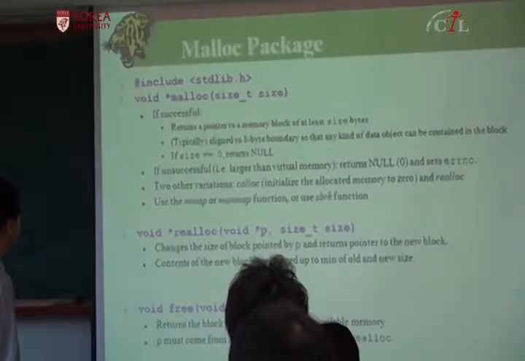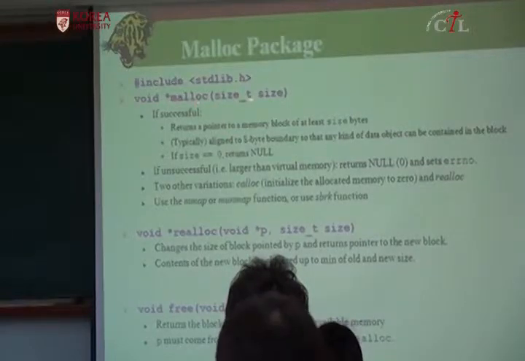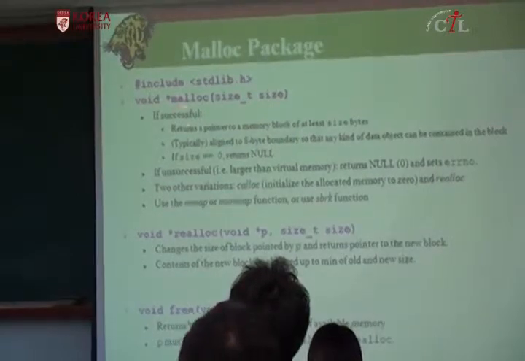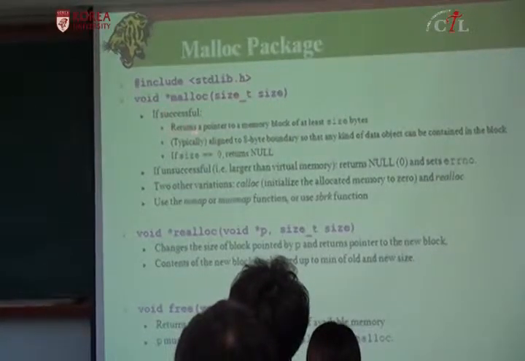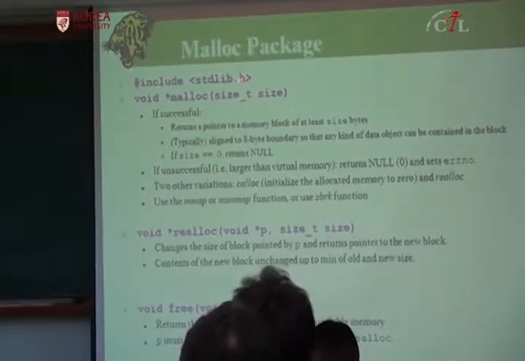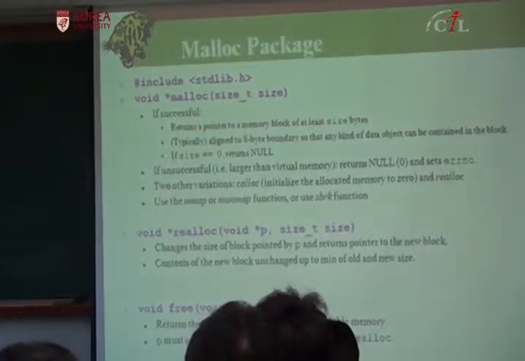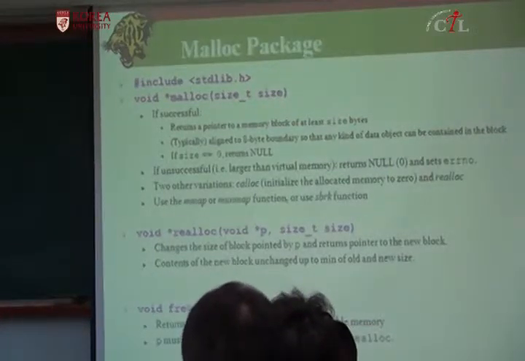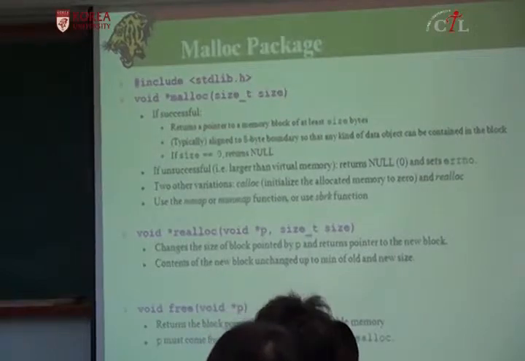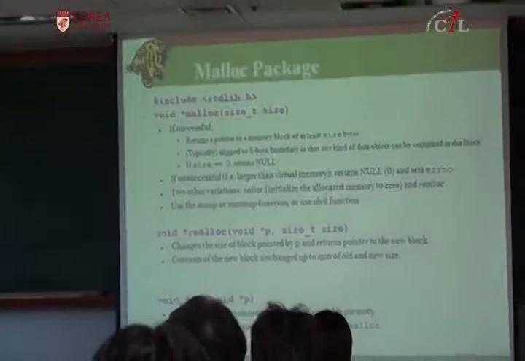Let's look at this malloc package. This is in the standard library. So you can do malloc with this much size. If this is successful, the system will return the pointer to a memory block of this many bytes. So you allocate this many bytes, and if there is space, the system will allocate that much space and return the pointer to that block.